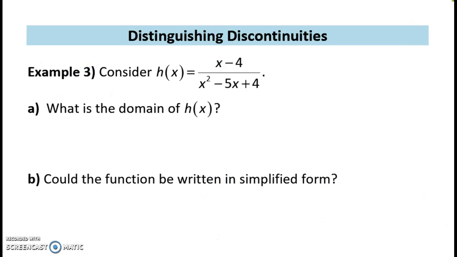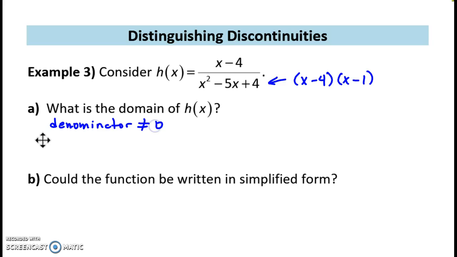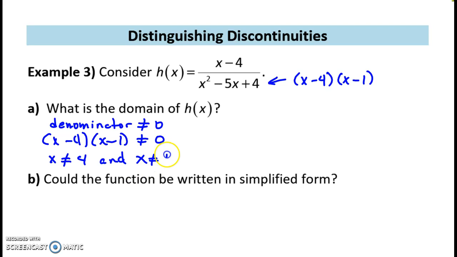All right, let's take a look at this graph. h of x is equal to x minus 4 over x squared minus 5x plus 4. First, we're going to consider the domain of h of x, and the domain of h of x can be found by factoring that denominator into x minus 4 times x minus 1. If you recall, the domain of a function involving division is that our denominator cannot equal 0. And so the factored form of the denominator, x minus 4 times x minus 1, cannot equal 0. So x cannot equal 4 and x cannot equal 1 is the domain of our function.